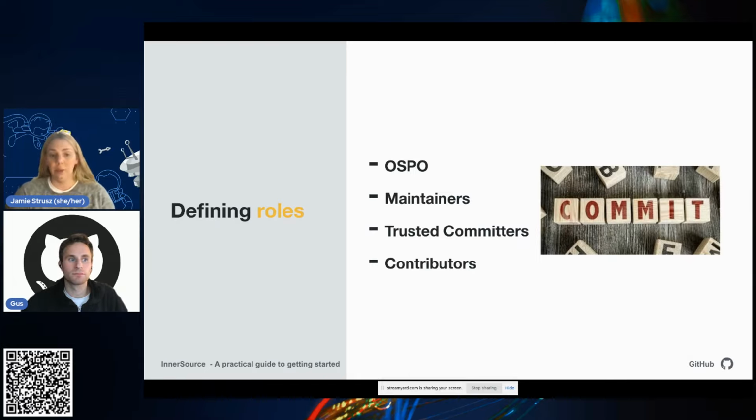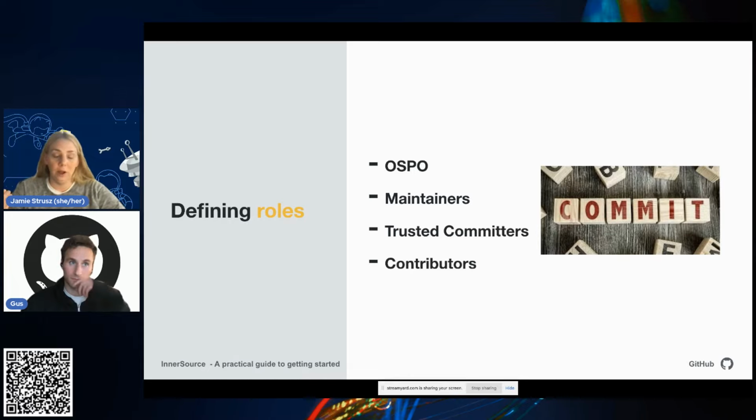So the first thing that we have here is designating a team of people to create these formal processes and also track the success of the initiative overall. And also facilitate the community building. And again, we will talk about it later. This team of people to create these processes is usually called OSPO, or Open Source Programs Office.